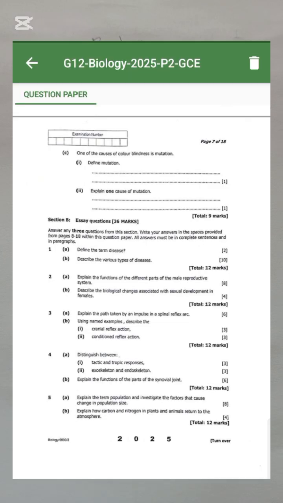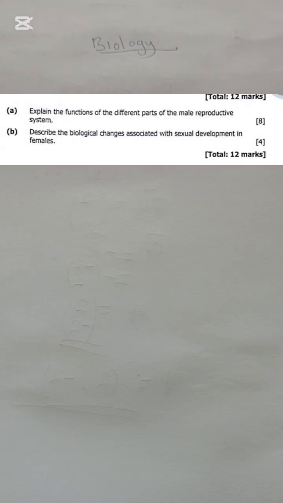So today I'm here with a biology question. It is coming from 2025 paper 2 GCE section B question 2. So I'm going to talk about how you can handle a biology essay question. Part A of question 2 says, explain the functions of different parts of the male reproductive system.